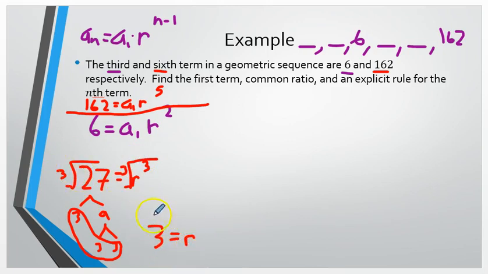Well, now I know that this means I am multiplying by 3 to go from term to term. So if I want to go to the right, multiply by 3. If I want to go to the left, divide by 3. So to go to the left, 6 divided by 3 is 2, and then 2 divided by 3 is 2/3.